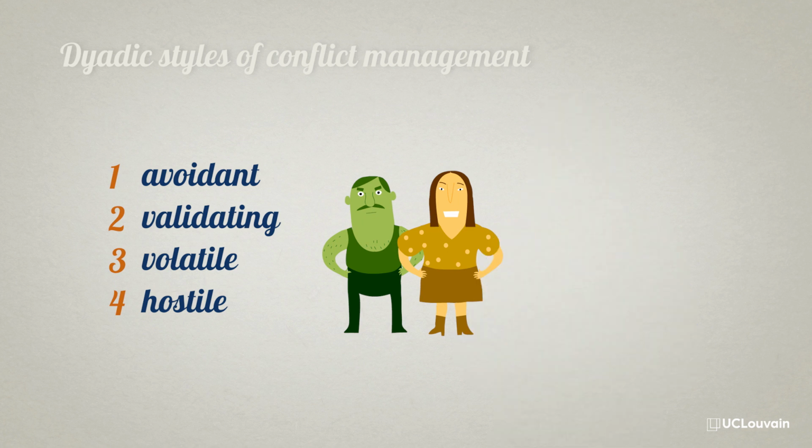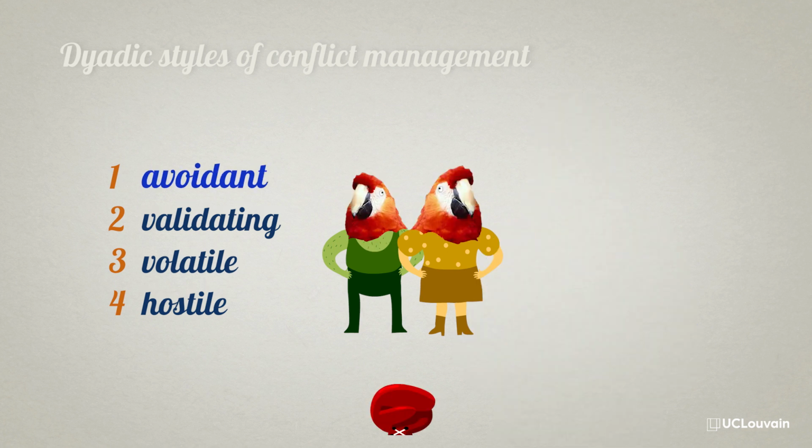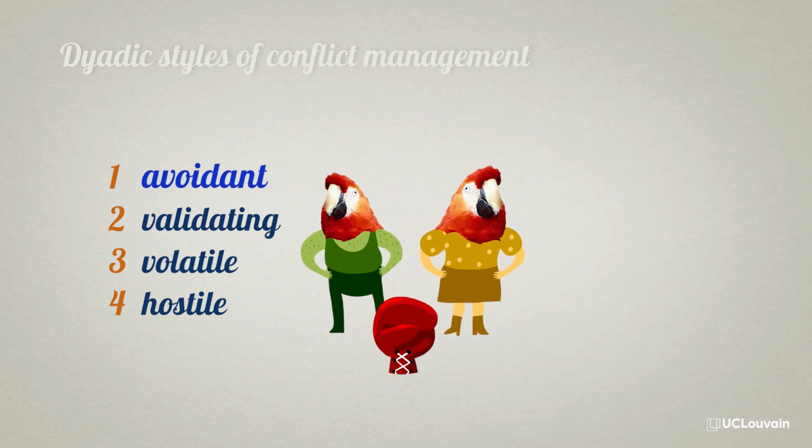For instance, avoidant couples seek to escape conflict in order to avoid the occurrence of negative affects. In doing so, avoidant couples do not actually resolve their conflicts. Conflicts and disagreement continue simmering, and the partners, in a sense, agree to disagree.